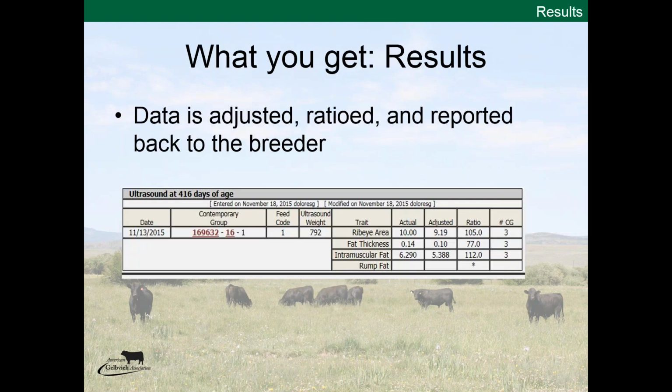And so what the producer gets once that data is submitted is that the data is adjusted and ratioed and then reported back to the breeder. And every association will probably be a little bit different in the format, but this is an excerpt out of the American Gelbvieh Registry that summarizes that information, tells them what they were in their contemporary group, how they're ratioed, that kind of a thing. And so that's what the breeders are wanting to see when they get their stuff back, and what they want to print in their catalogs usually too.